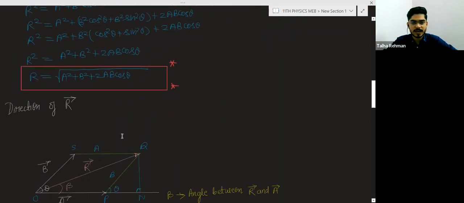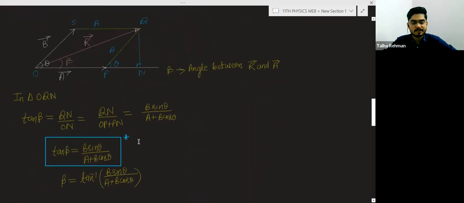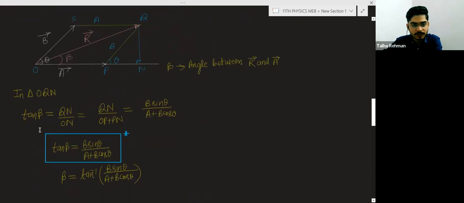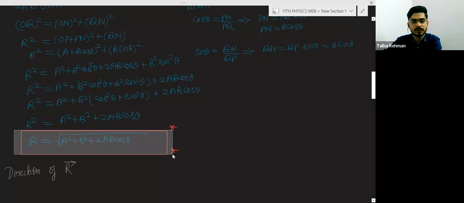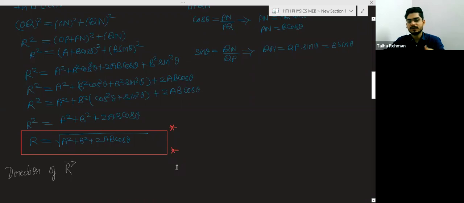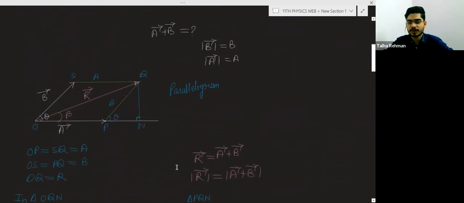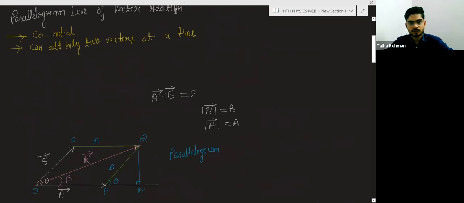So time is over now. What you should do is learn this formula, and then we will have the time in the next class. I will tell you how to derive this. Derivation is very easy, not that hard, but you have to remember a few points. If you have any doubt, you can ask me regarding the vector or any other chapter. Otherwise, we will meet in the next class.